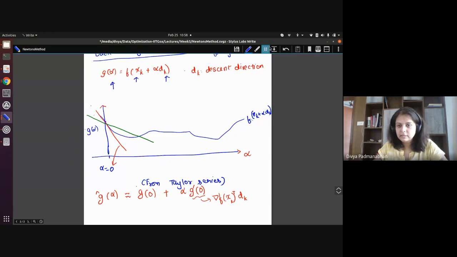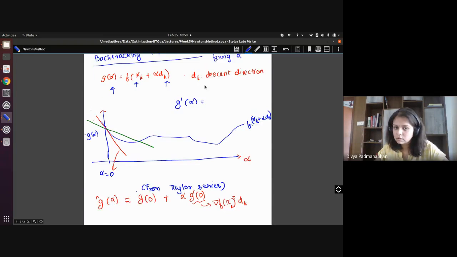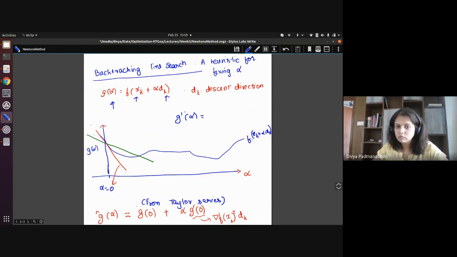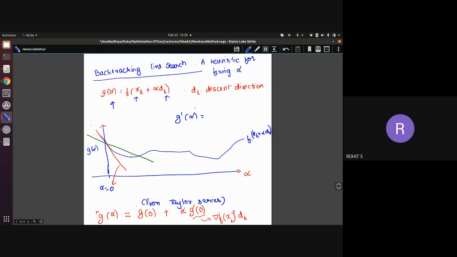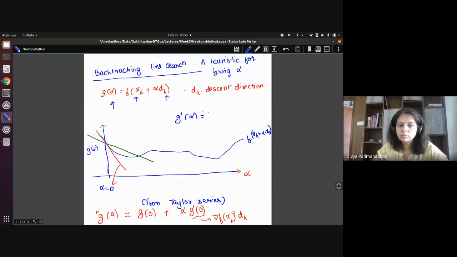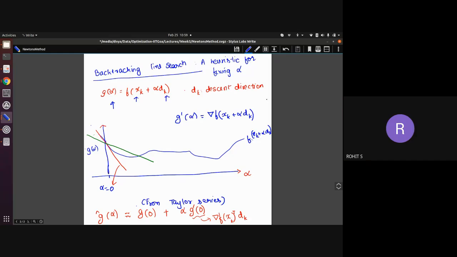So let me just write it here. So g prime of alpha, can somebody tell me what it is? We use chain rule, right? So f dash of xk plus alpha dk. This is a gradient in multi-dimension, so I will write it as gradient. What you're taking the gradient of is this inner thing, with respect to this inner thing, so that's a vector. That's why this is a gradient. And this is evaluated at the point xk plus alpha dk, right? Then times dk.